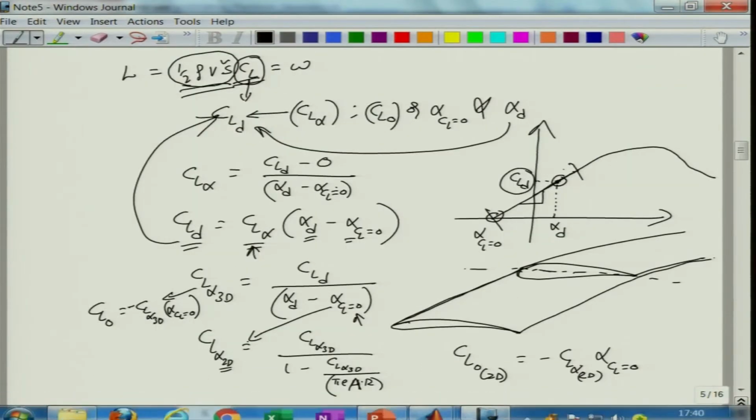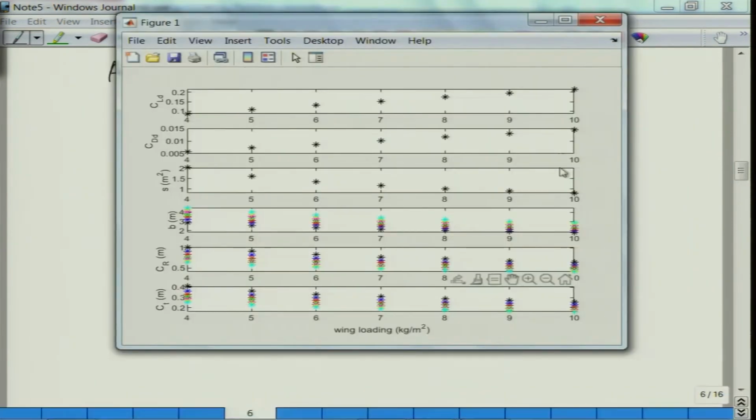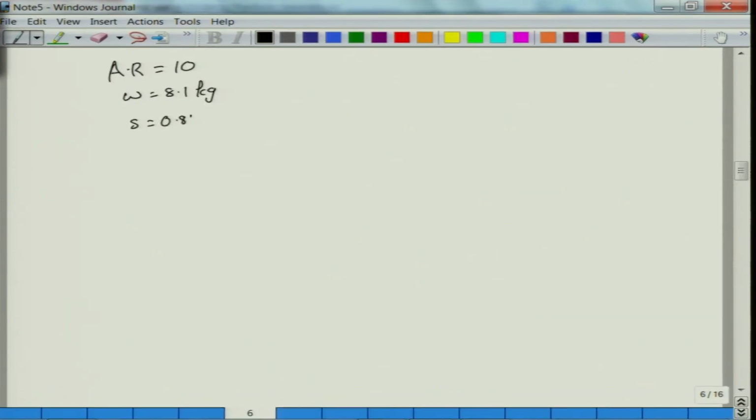So, now I will try to take a new sheet here. Let us take aspect ratio 10. Let us take the corresponding data. So, the weight of the UAV is 8.1 kg, S of the UAV is what? For aspect ratio 10, S is approximately 0.81 meter square.